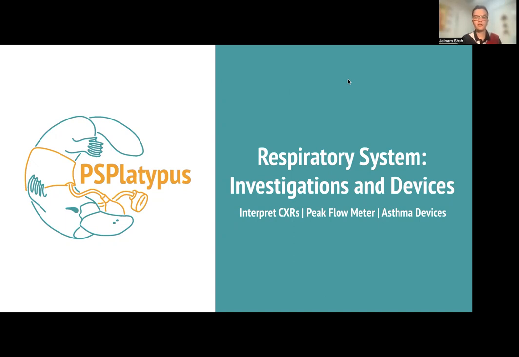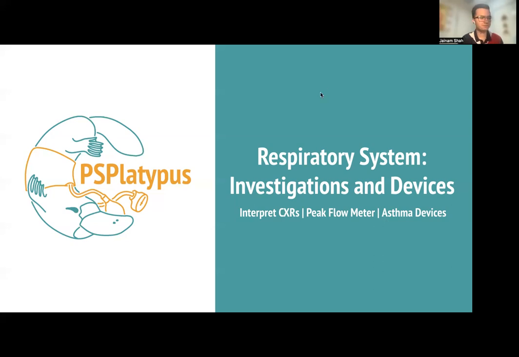I know you've seen a lot of these during our anatomy lectures, and our clinical skills or clinical reasoning lectures from last week. But today is just to consolidate all that information, bring it back to some of the simple steps and procedures that are required to interpret any chest X-ray at all. Then we're going to briefly have a look at the peak flow meter and how to analyze that, as well as a little bit on the asthma devices that you're expected to know by the end of this year.